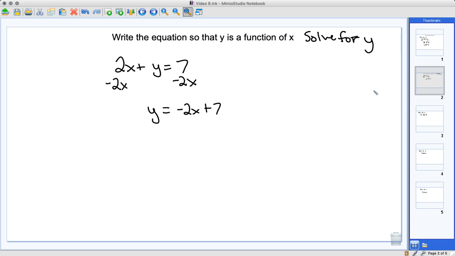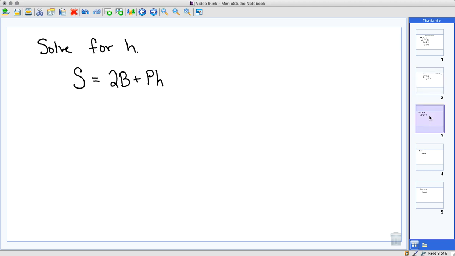Okay, so that's if you have x's and y's. Sometimes we might use examples or equations that have lots of different variables. They will tell you what variable they want you to solve for. So for instance, in this case, they want us to solve for h. So first thing I'm going to do, I'm going to get the 2b away from my h. 2b is positive, so we're going to subtract it over to the other side.